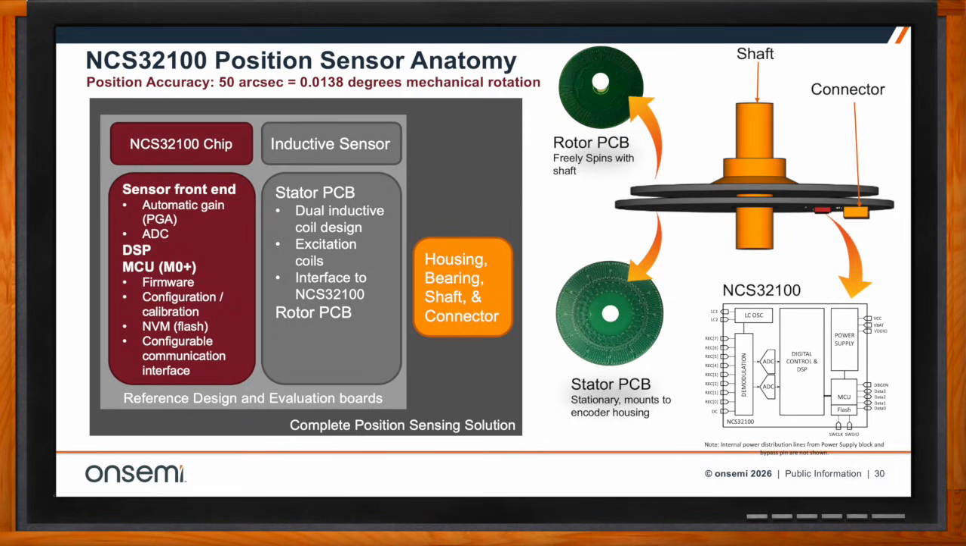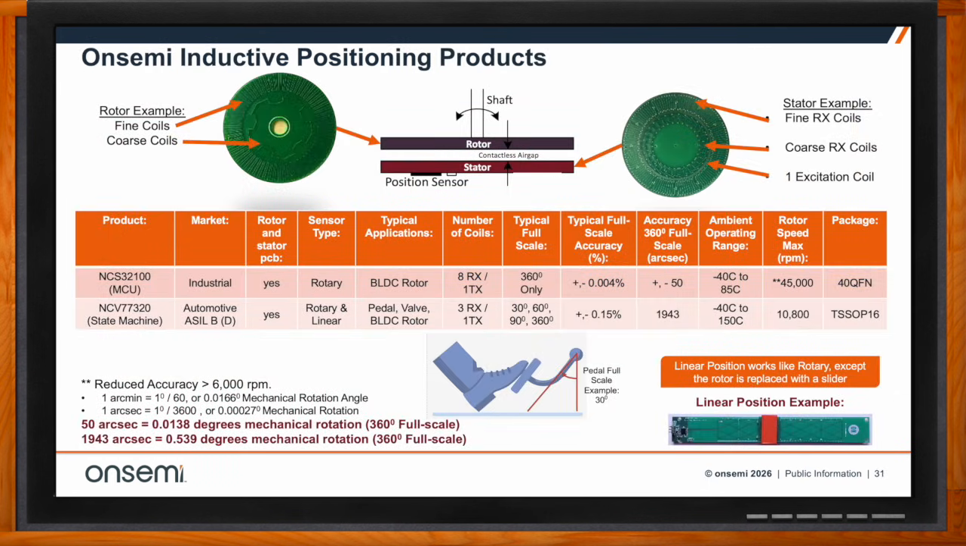So, Bob, what kind of solutions does onsemi offer when it comes to inductive positioning? Well, we have the NCS32100 in the top row of this table, which I mentioned above, but we also have the NCV77320, which is state machine based. The NCS32100 is MCU based. It's got an M0 plus processor inside. So that bottom row, it's not as accurate as the NCS32100, but it has a wider temperature range. It goes 150 C versus 85 degrees C. And it's also state machine based.